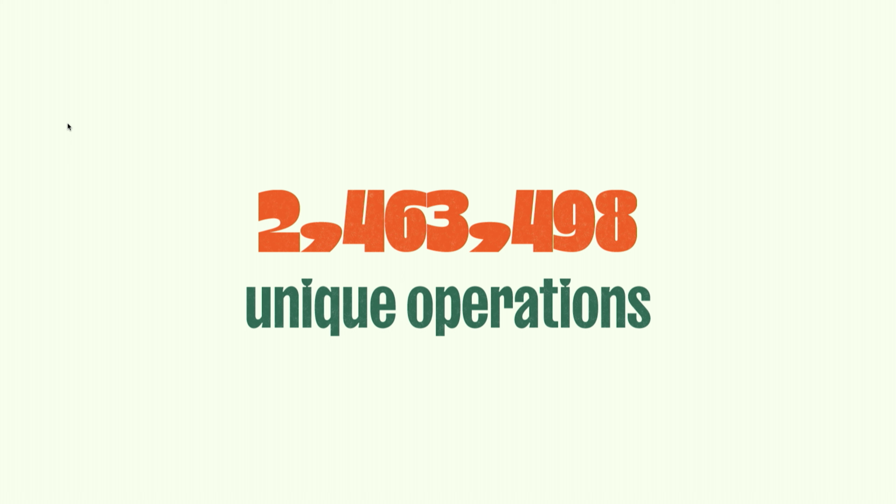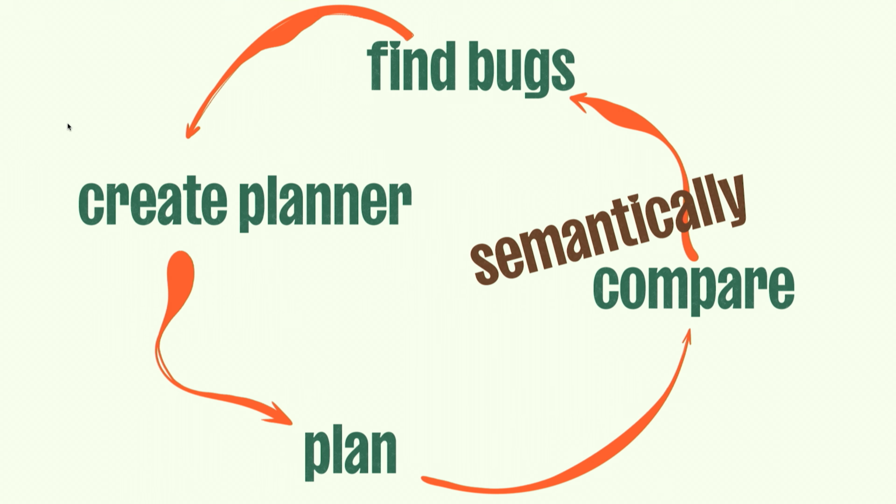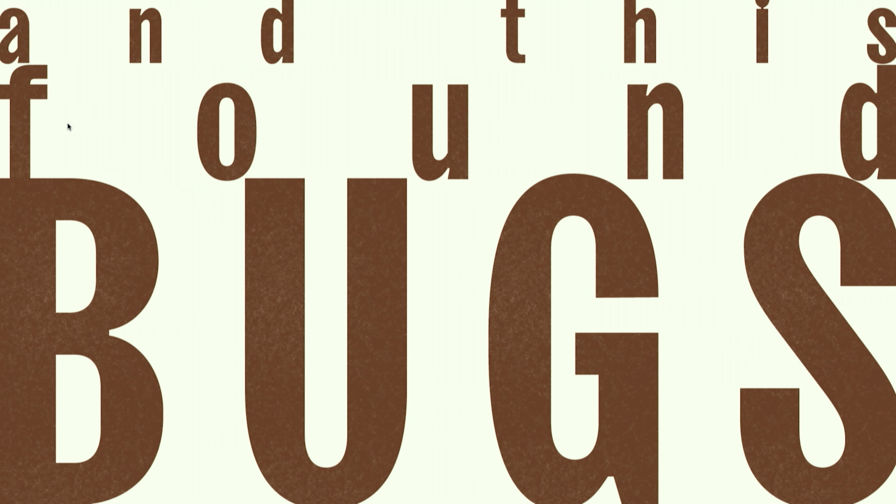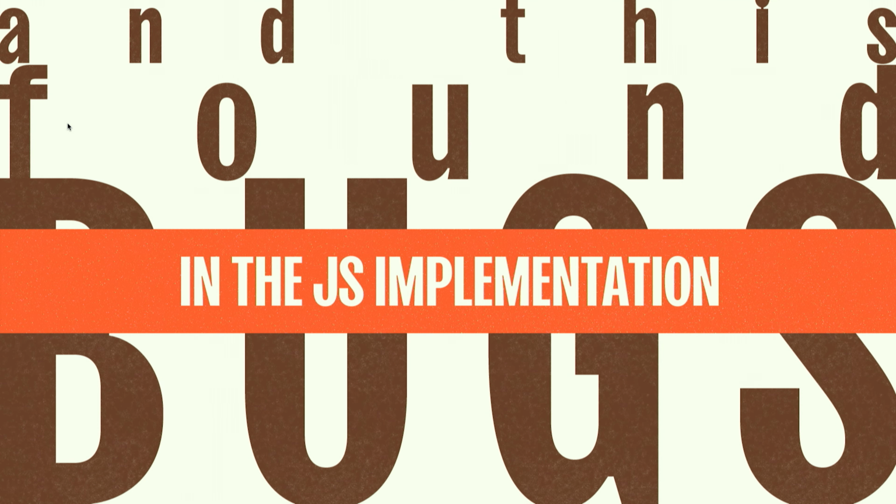In our entire corpus, we've got about 2.5 million unique operations that we can now semantically compare between the two implementations. And this, of course, found some bugs. What was interesting about this set of bugs is that there were some cases of, oh, that's an off by one error, oh, that's also an off by one error. But a lot of the time, we actually found bugs in the JavaScript implementation, which was interesting. And it got us digging into the whole query planner as a system itself.